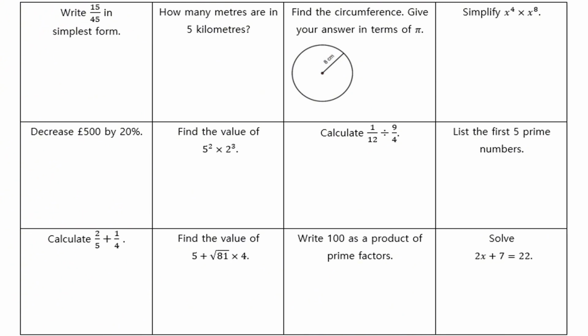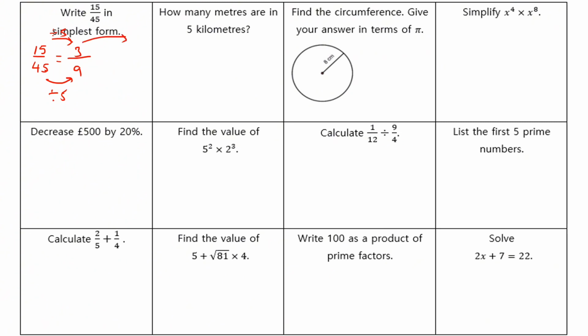And I am now going to take it from the first question, which is going to be the top left corner. Write 15 out of 45 in simplest form. So we're just going to simplify this fraction. So I'm going to start off by writing down 15 out of 45. What I could do is, I know that these two numbers are actually going to go into 5. So if I divide it by 5, it will give me 3 out of 9, which could be simplified even further.